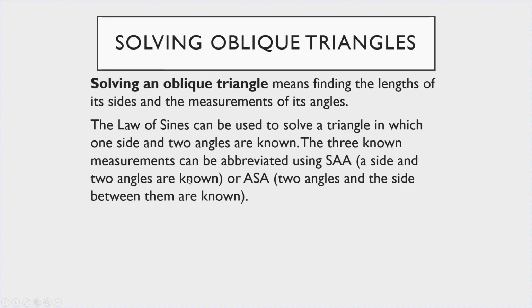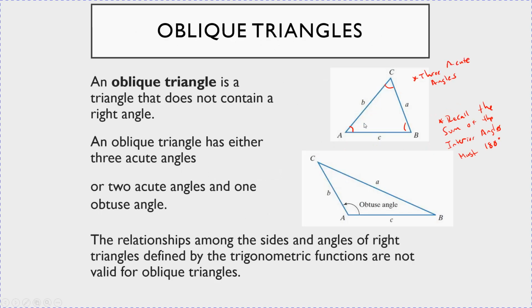Solving an oblique triangle means finding the lengths of its sides and the measurements of its angles. So we're going to want to find the values of angles A, B, and C, and then the values of all the sides a, b, and c. That's what it means to solve it.